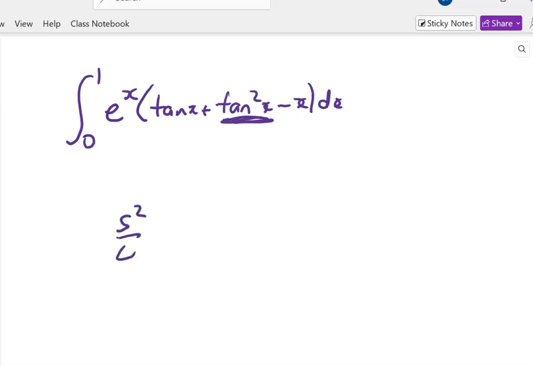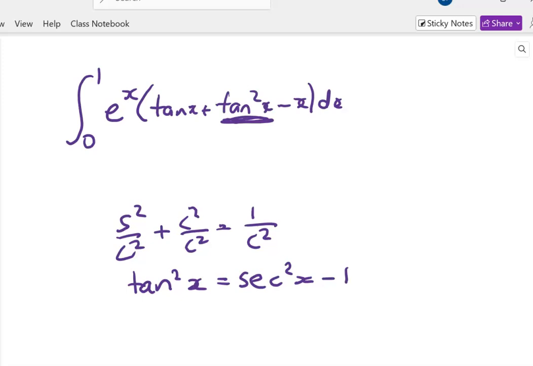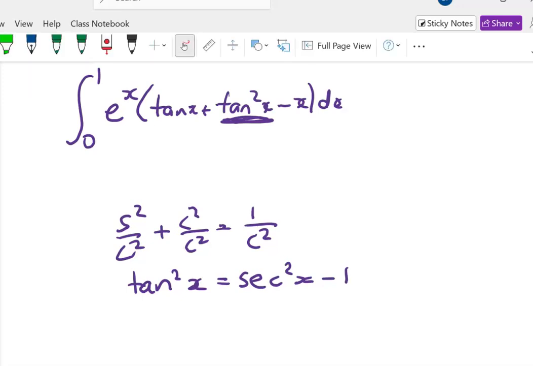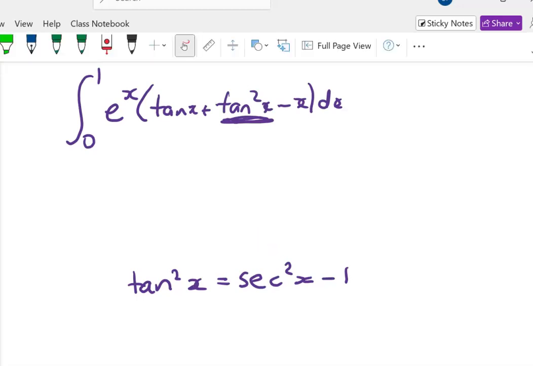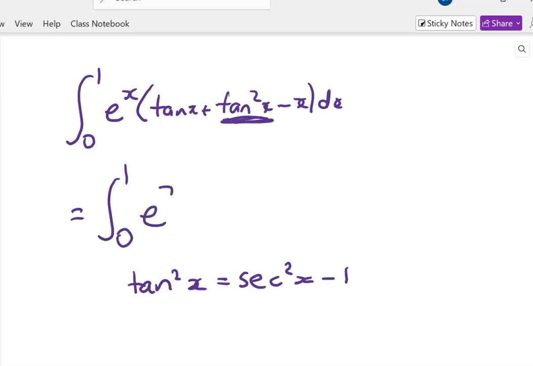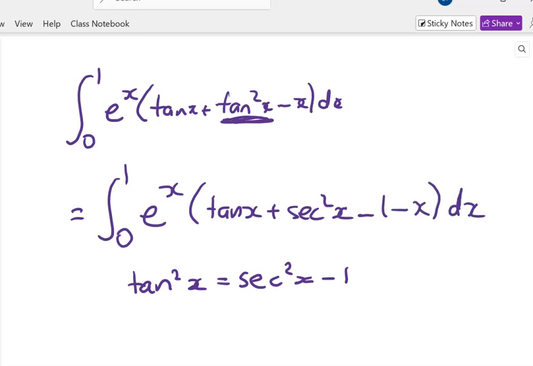So we've got tan squared of x plus 1 is equal to sec squared of x. So that means that tan squared of x is equal to sec squared of x minus 1. So let's write that into my integral and then have another look. e to the x times tan of x plus sec squared of x minus 1 minus x dx.